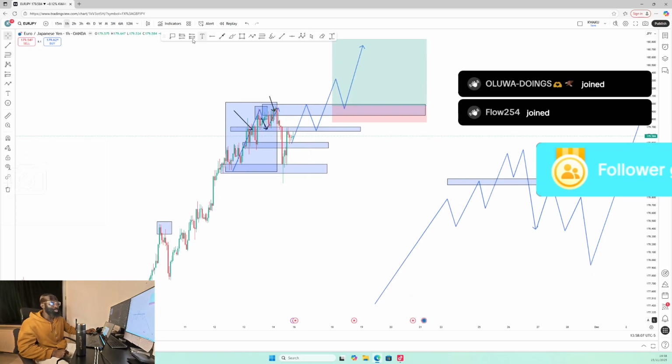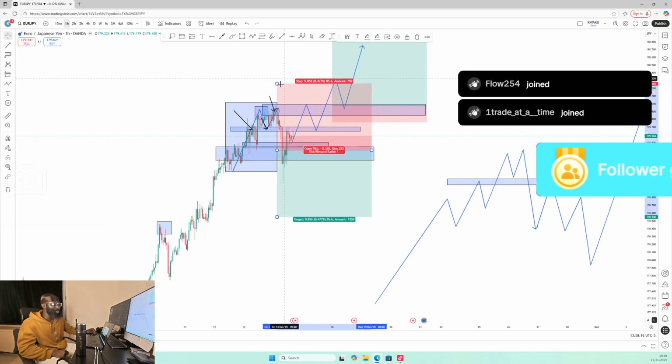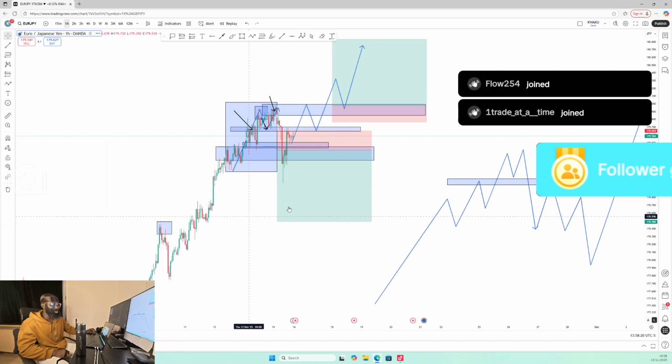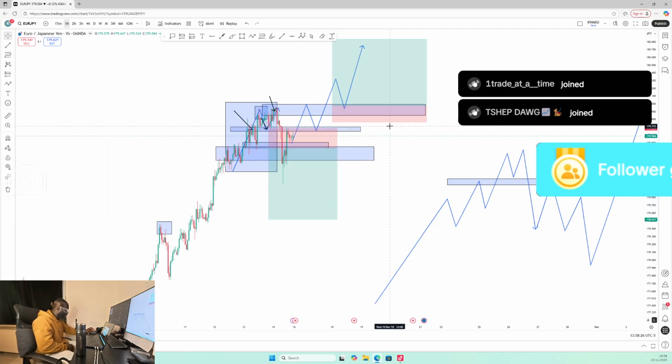If not, we will be looking for our sell opportunity when price uses this last resistance here as resistance. Then we'll be looking for our sell opportunity to its support. Its support is this support. That will give us what? More profit. So with this, I'm done with Euro JPY.